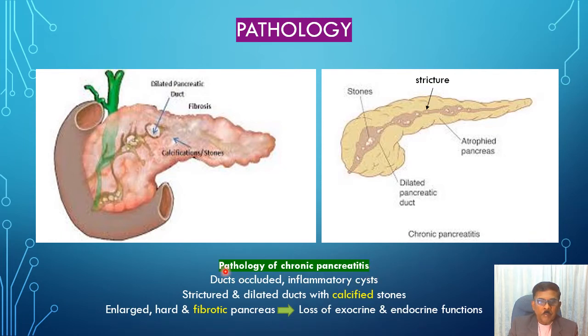So, finally, the pathology of chronic pancreatitis leads to duct occlusion, inflammatory cysts, stricture and dilated ducts with calcified stones, and an enlarged, hard and fibrotic pancreas, leading to a loss of exocrine and endocrine function of the pancreas.